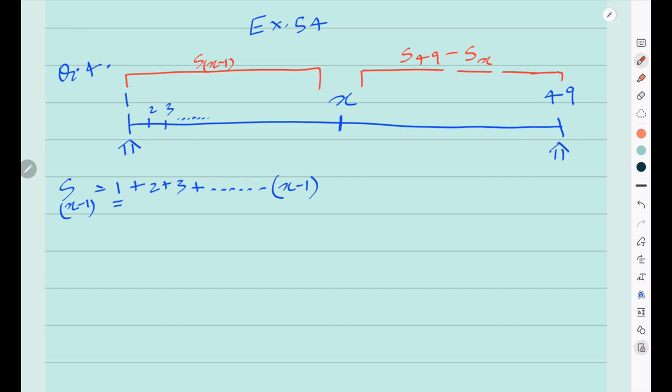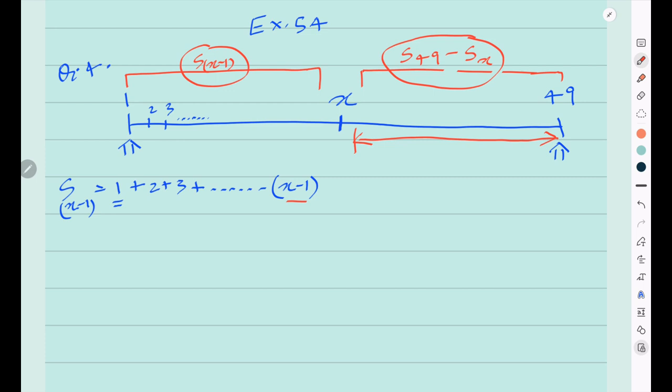It's a little difficult, but stop the video, and if you have not understood, try to understand it. So the first sum is S(x minus 1), and the second sum it is talking about is just after x and then up to 49. Just now we saw that this sum will be 1 plus 2 plus 3 and so on up to x minus 1.